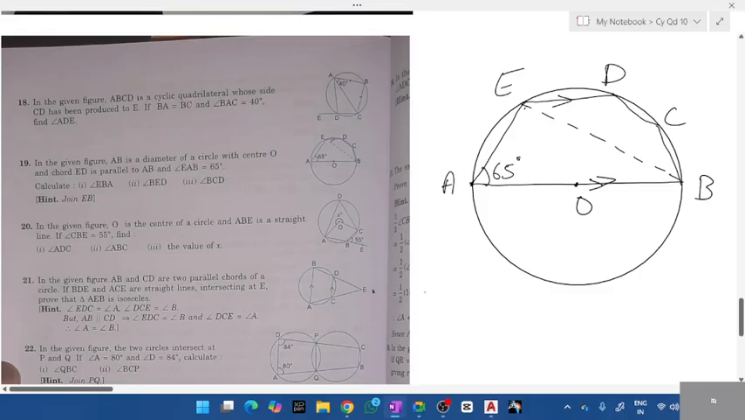Look, they've given EAB, students. EAB is 65, which means you have to join EB. EAB is a triangle. Angle formed on a semicircle. EBA, BED, BCD. EBA, BCD.